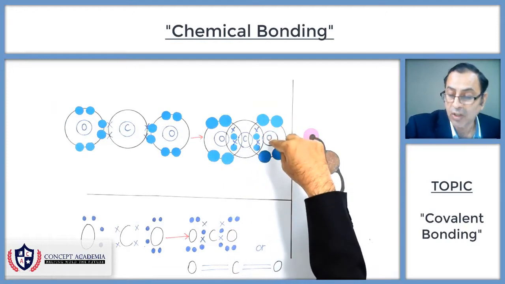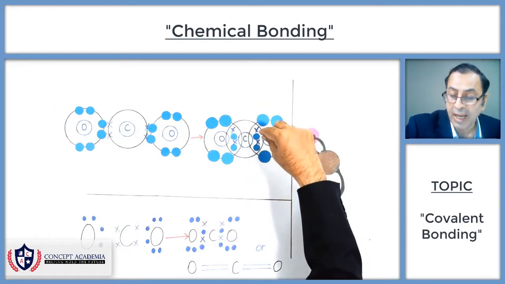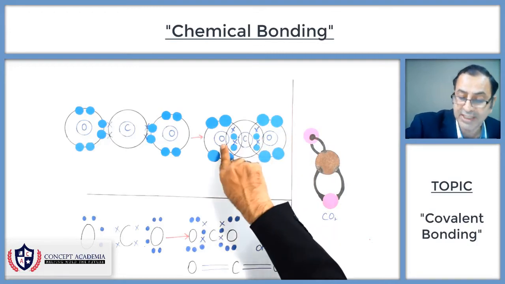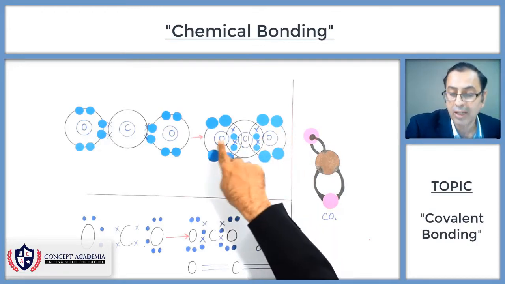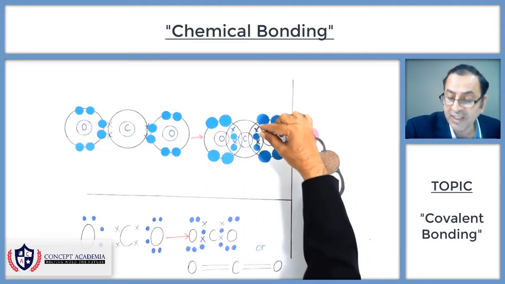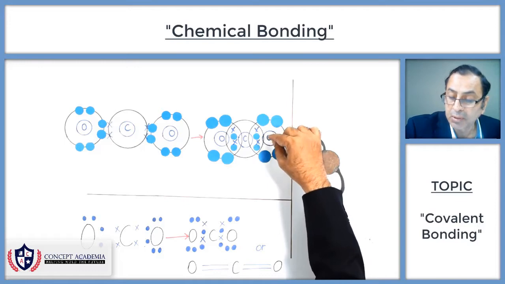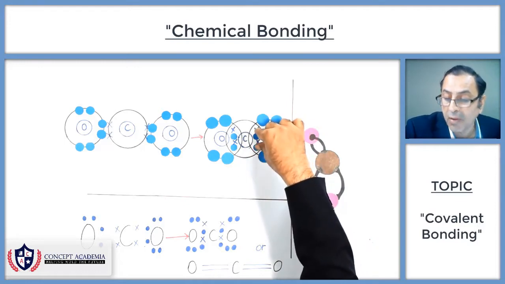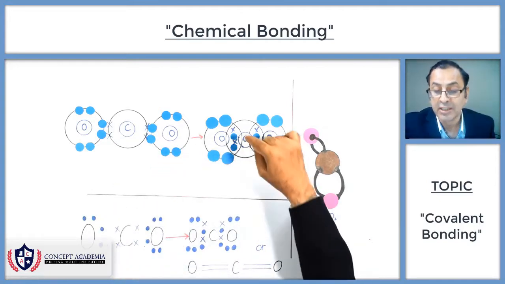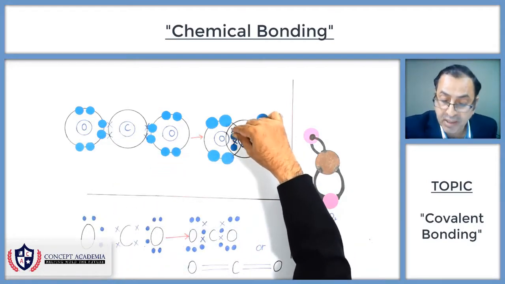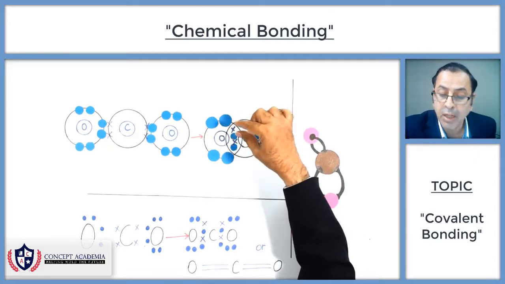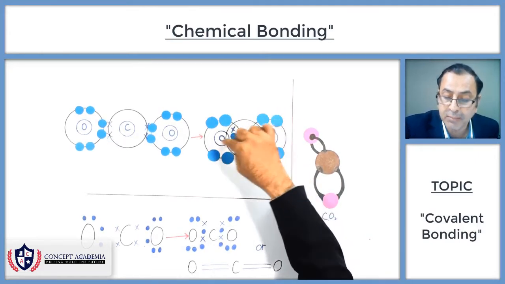So you see, oxygen is making 2 bonds and carbon is making 4 bonds. On this side, carbon is making 2 bonds. On this side, carbon is making 2 bonds. And on both sides, oxygens are making 2 bonds. So one pair of electrons and the other pair of electrons between oxygen and carbon mean there is a double covalent bond between carbon and oxygen. Here there is one pair of electrons and another pair of electrons, so double covalent bonding between carbon and oxygen.